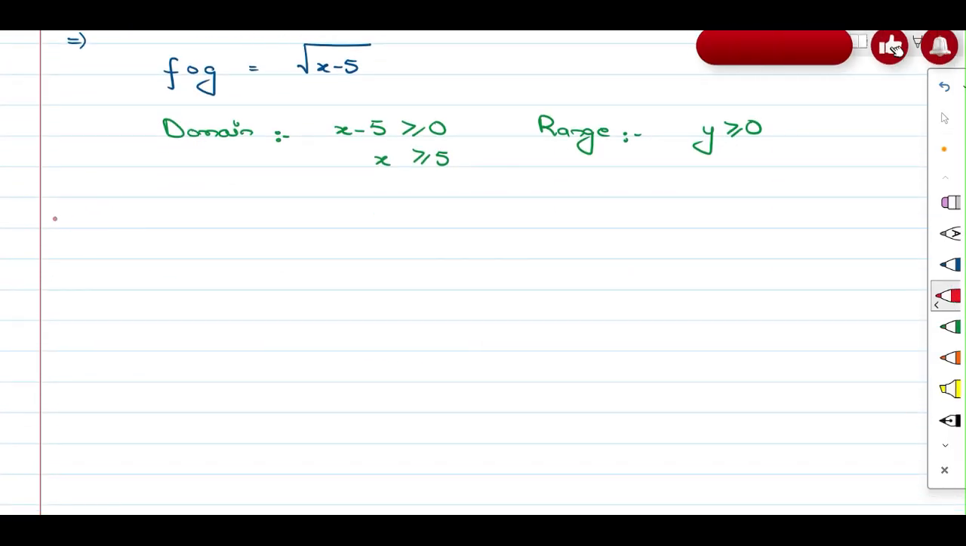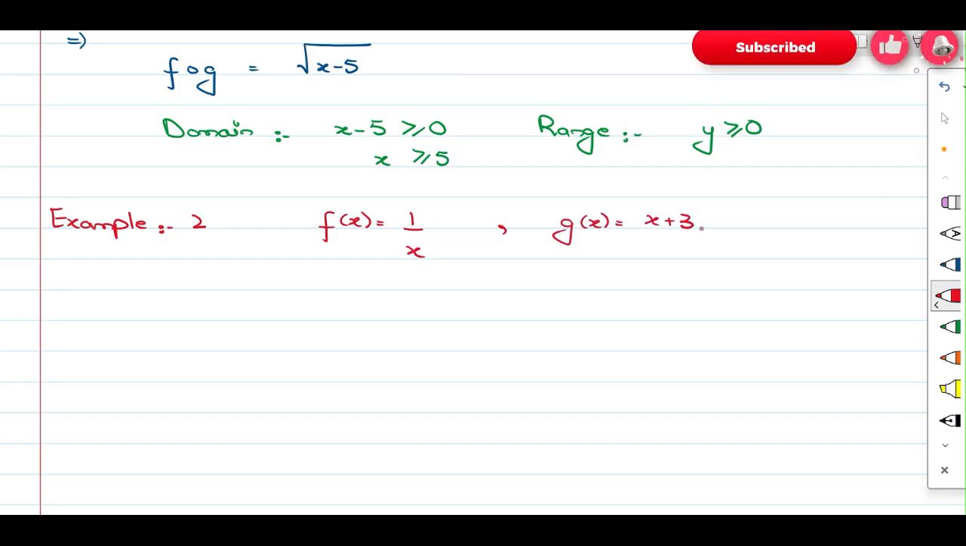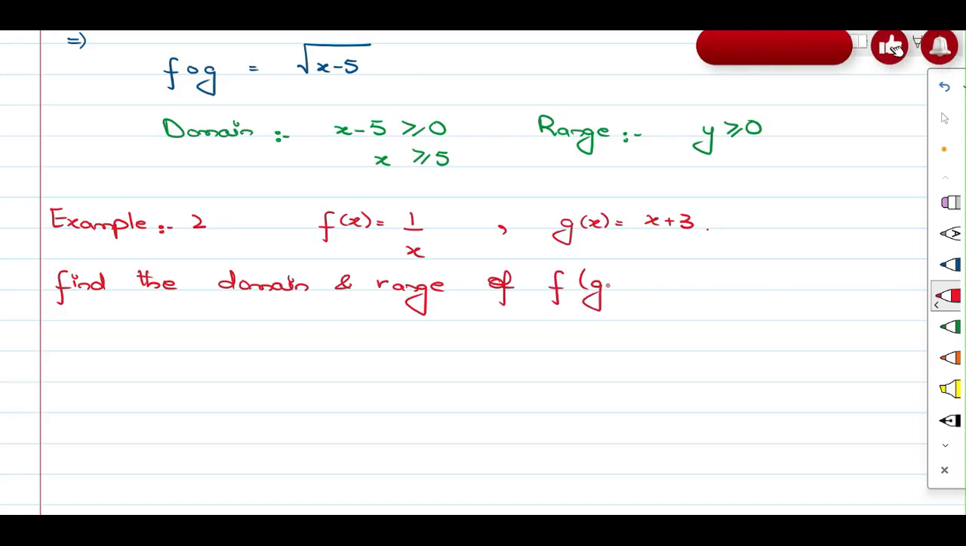For example, I have example 2. In example number 2, the function f of x is a reciprocal function, and the function g of x is a linear function. The question is: find the domain and range of f composition g of x.